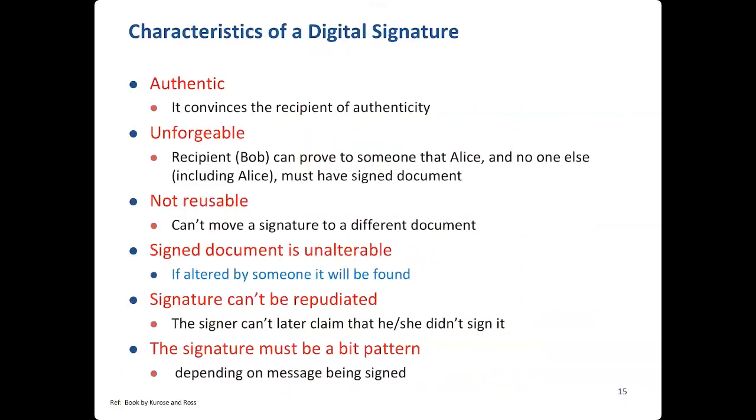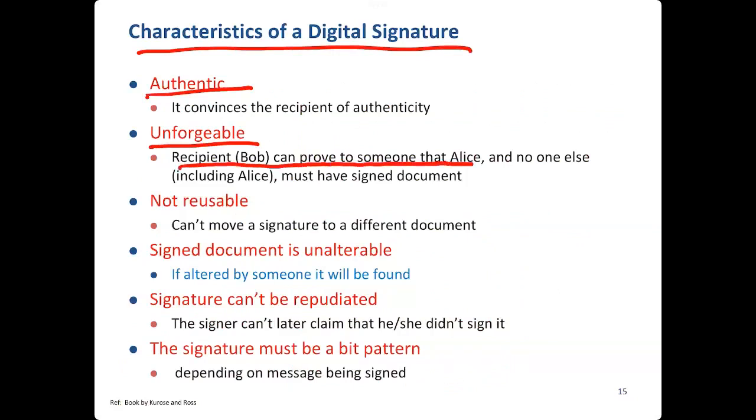Now the characteristic of a digital signature is that it's authentic and unforgeable. Unforgeable means the recipient Bob can prove to someone that Alice and no one else must have signed the document. It is only Alice who has signed the document because only she has the private key corresponding to this public key.